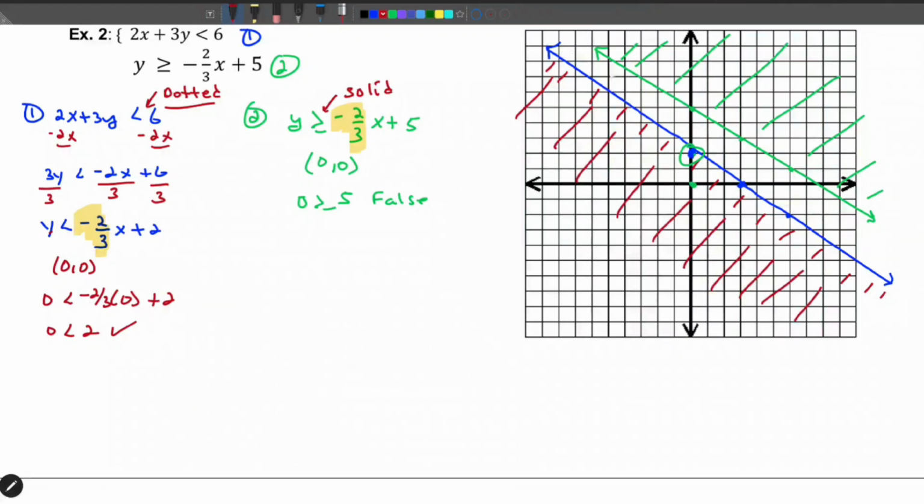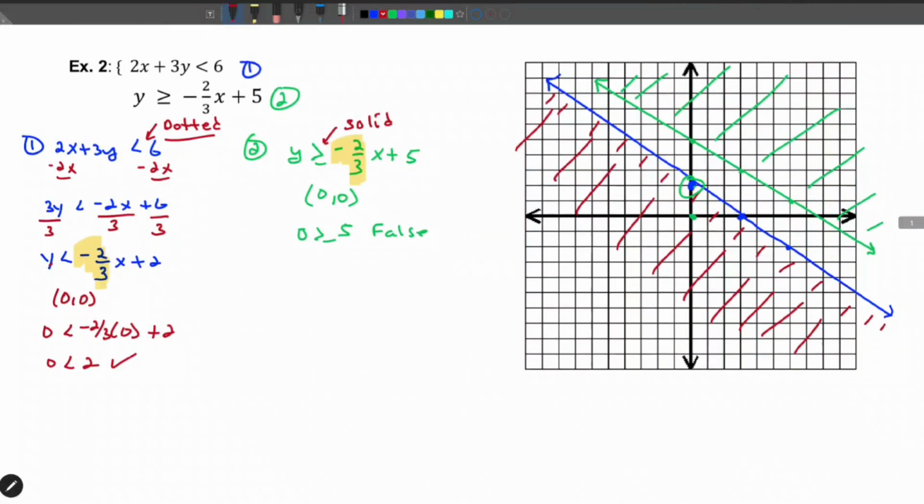And again, my line's a little bit crooked right there. It was not that big of a deal. And so there are no solutions.